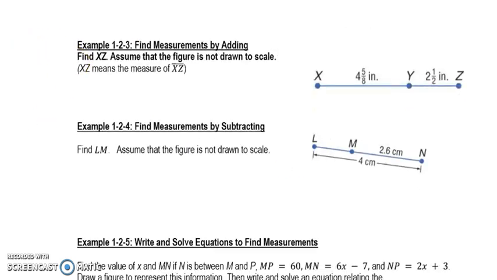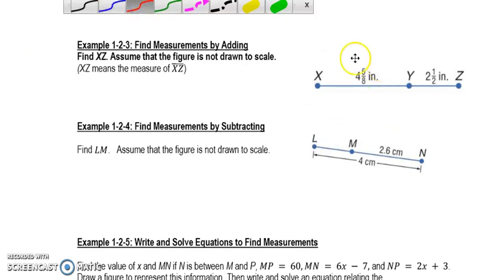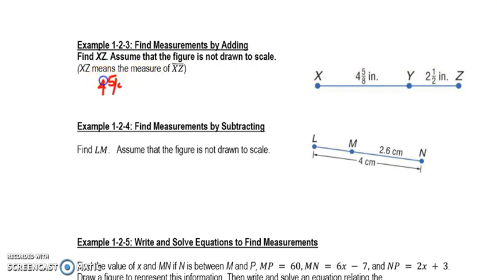So let's practice it with some numbers here. This segment plus this segment, we're going to get XZ, which is what we are looking for. Find XZ. Assume that the figure is not drawn to scale, so we're just going to add this segment and this segment to get our XZ together. So 4 5/8 plus 2 1/2.